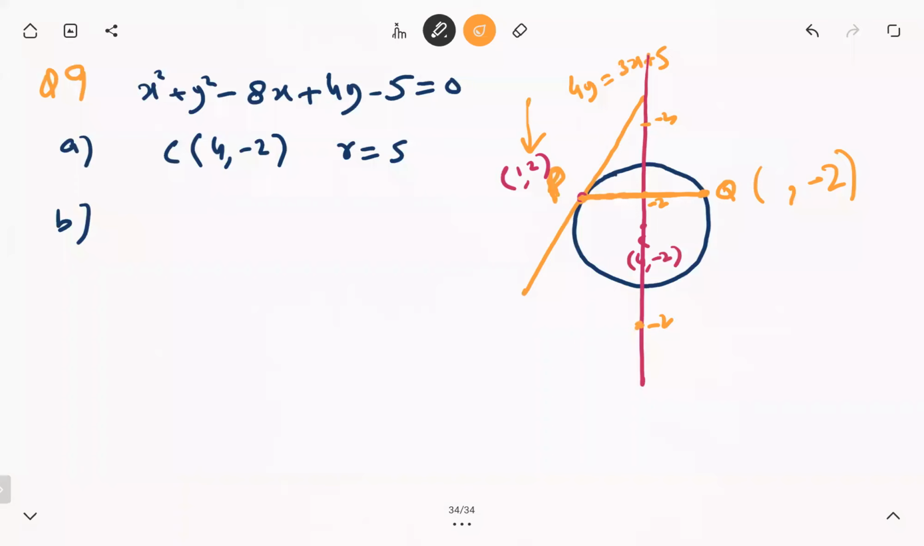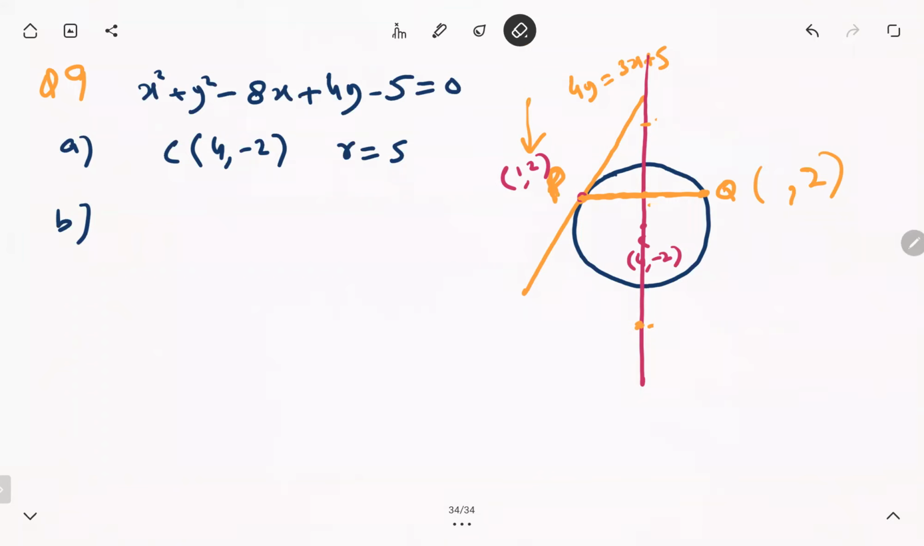Y is 2. The Y coordinate will be the same because, if you draw a horizontal line, any horizontal line, its Y coordinate will be the same throughout. And because the Y coordinate of P is 2, throughout the line PQ the Y coordinate will stay the same.